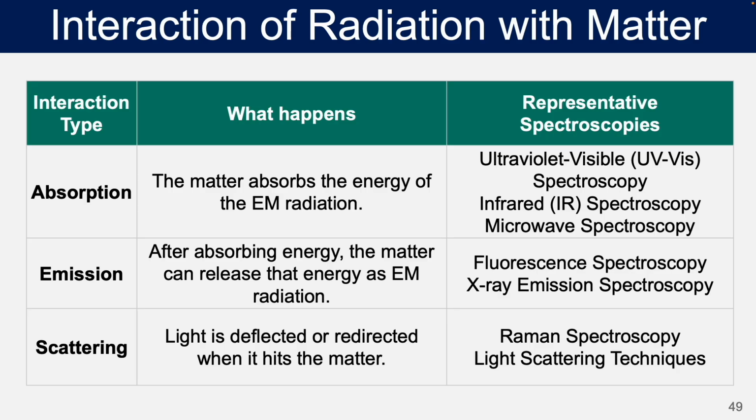Emission. After absorbing energy, matter can release it back as light. This gives us fluorescence, phosphorescence, or X-ray emission. Scattering. The radiation is deflected without being fully absorbed. The key example is Raman spectroscopy, where inelastic scattering tells us about vibrations. Every spectroscopic technique is built on one of these three interactions.